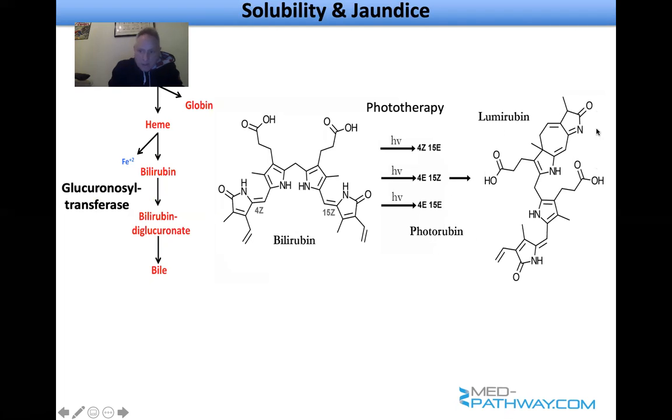And it turns out this is more soluble than bilirubin, and you can actually get rid of this product here. It won't build up and create jaundice. And so that gives you some time. And by the time you've gotten rid of all this, the baby can now mature and express this particular enzyme.